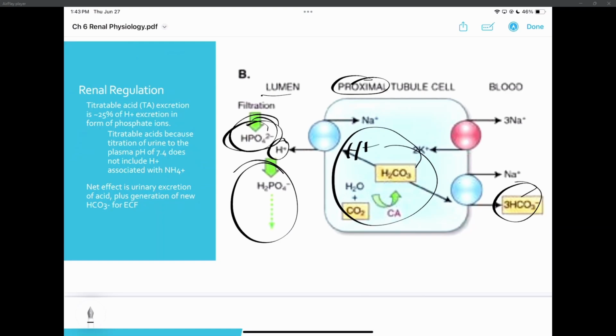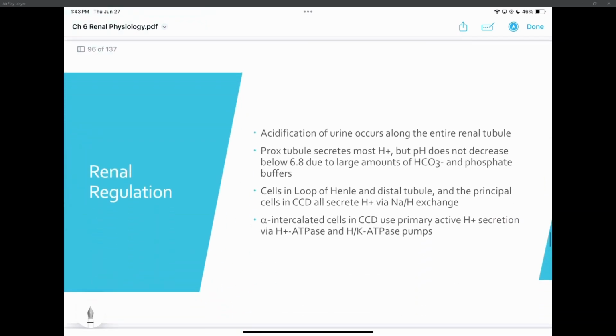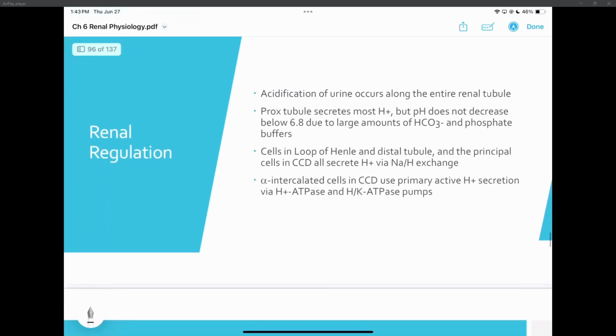We have to get rid of the acid. Let's get more bicarb going to neutralize. Remember, bicarb is our immediate buffer for the extracellular fluid. By having more bicarb be generated, it helps offset the acidity of the blood. So acidification of our urine occurs along the entire renal tubule. Our proximal tubule will secrete most of the hydrogens, but the pH does not decrease below 6.8 because of our bicarb buffer.